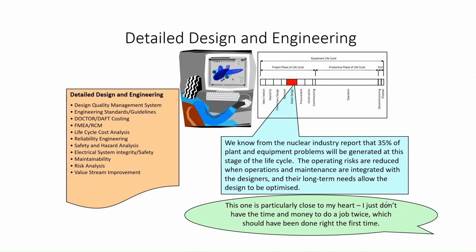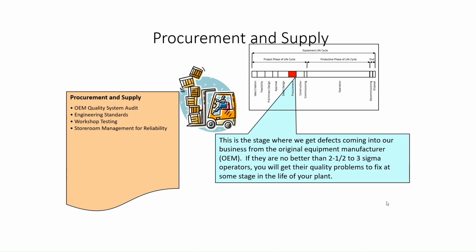The operating risks are reduced when operations and maintenance are integrated with the designers, and their long-term needs allow the design to be optimized. Once the feasibility and basic engineering studies have been worked upon, the next stage in the equipment life cycle is procurement and supply. It contains activities such as the following.